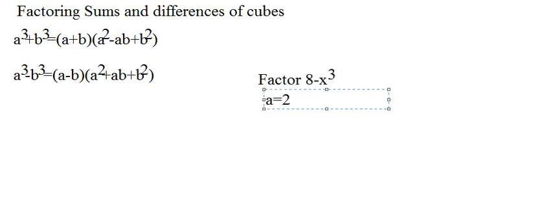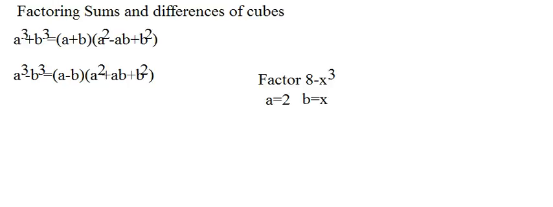The answer is 2. A is 2 because A cubed is 8, and we're looking at the problem 8 minus x cubed. Then we need to know B cubed. B cubed is x cubed, so B has to be x. So the first thing you do is take the cube root of each of these, and that'll tell you what A is and what B is. Then you just take A and B and plug them in here, and you're done.